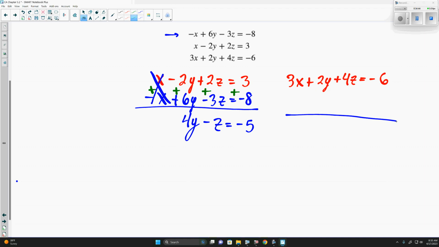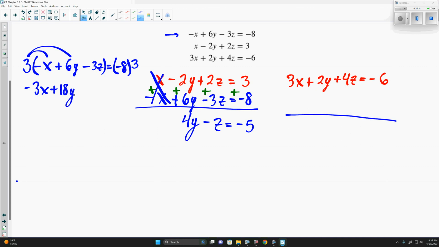Now the other equation, we can't just put it there like we did on the other one. We are actually going to have to multiply our negative x plus 6y minus 3z equals negative 8 by a scalar for the x's to eliminate. And what would we multiply it by? We'd multiply the whole thing by 3. 3 times negative x is going to be negative 3x. 3 times 6y is going to be plus 18y. 3 times negative 3z is going to be negative 9z. 8 times negative 3 is negative 24.